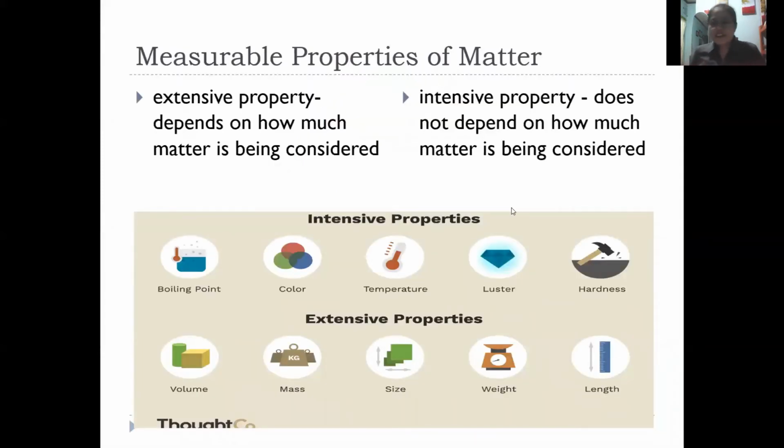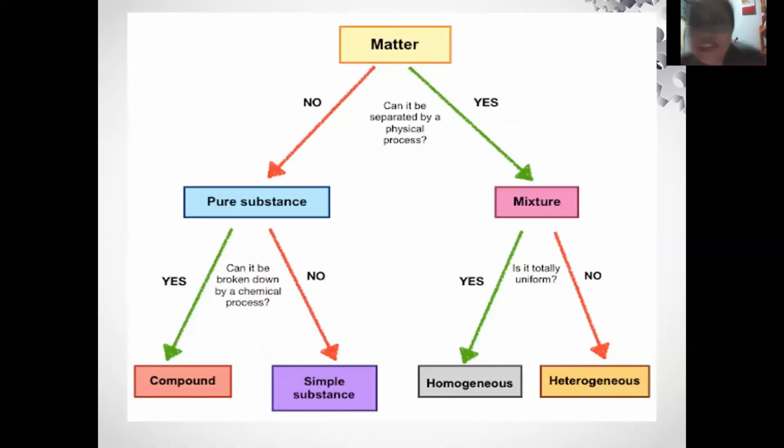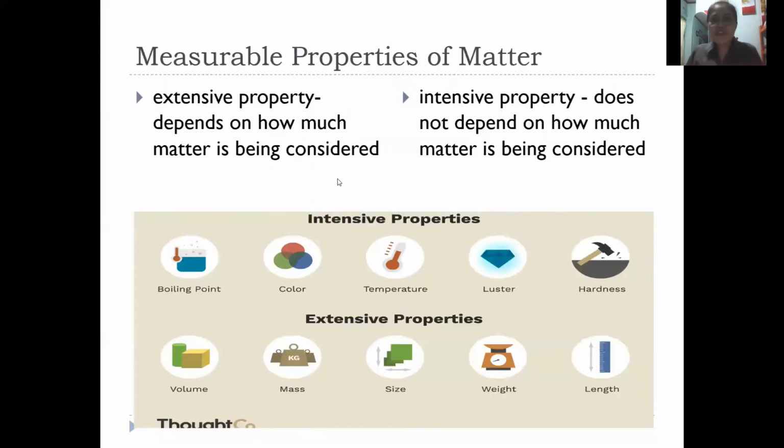So dito na tayo kasi we stopped last meeting here. We'll start with another lesson. I believe I told you to read about extensive and intensive properties of matter. This is actually under the physical properties of matter. So let's discuss them one by one. If you say extensive property, this is dependent on how much matter is being considered. Again, when you say extensive property, this is dependent on how much matter is being considered.